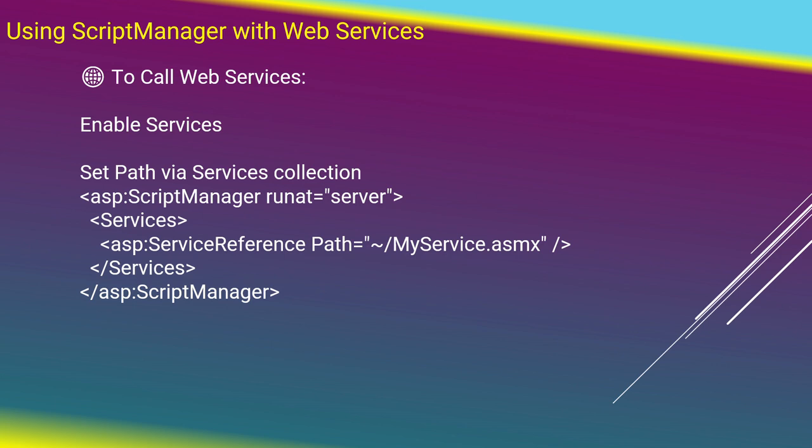ScriptManager can also register ASP.NET Web Services for AJAX calls. Just add the service path like this, and it will generate client-side proxies.